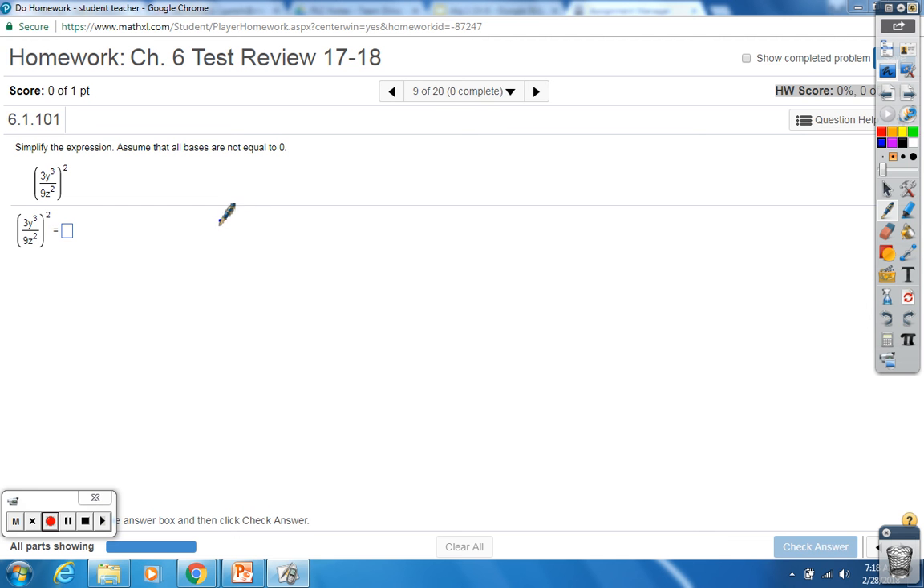And then this one here, we have 3y to the 3rd all over 9z to the 2nd. Right. Okay. And then we have a 2 in the exponent on the outside. So in this one here, the main thing we got to do first that's different here is distribute the exponent of 2 to everything on the inside of this parentheses.